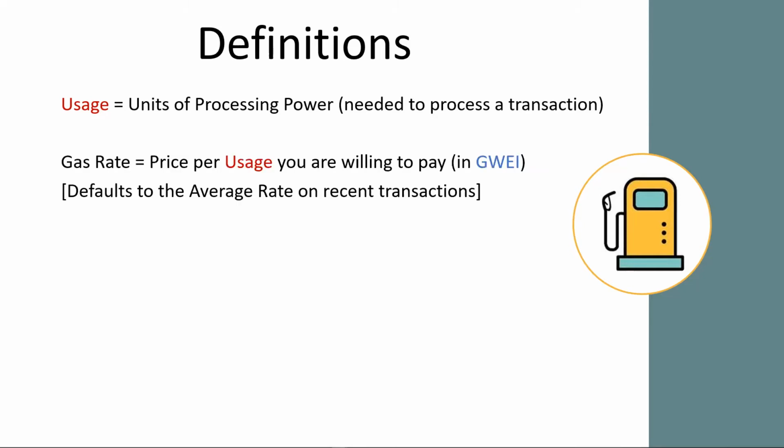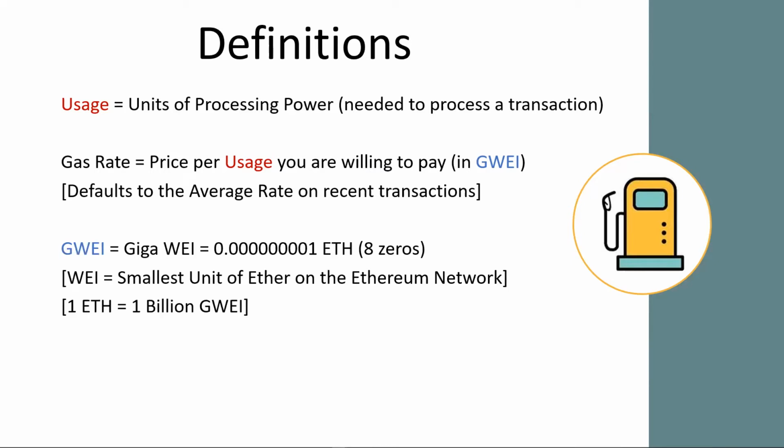Now, having said that, the gas rate is the price per usage that you're willing to pay. It's measured in something called Gwei. Gwei is a unit of Ether on the Ethereum network. So Gwei is gigawei. Here's a quick demonstration of what exactly that means. A gwei stands for 0.000000001 Ethereum, so it's a very, very, very tiny amount of Ethereum. When you multiply that by the usage, that's how much you pay for your transaction fee, plain and simple.